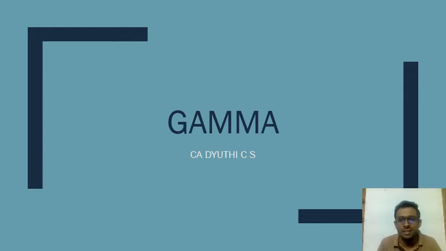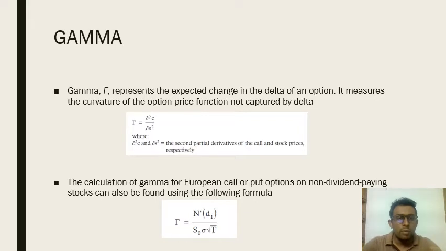Welcome to Finance Chanakya. Today we are going to learn about gamma, its properties, how it is related to delta, and how it measures the option sensitivity. So let's get started. Coming to gamma, gamma represents the change in delta of the option. It is the second derivative of the call price with respect to the stock price. It is given by delta square C by delta S, that is, delta stock price square.